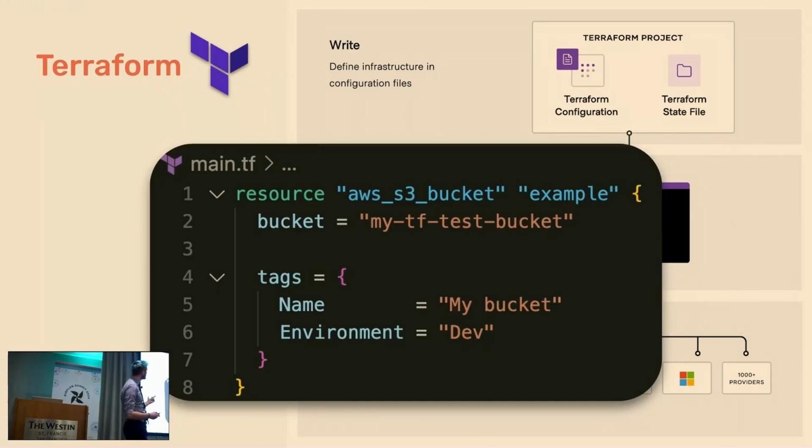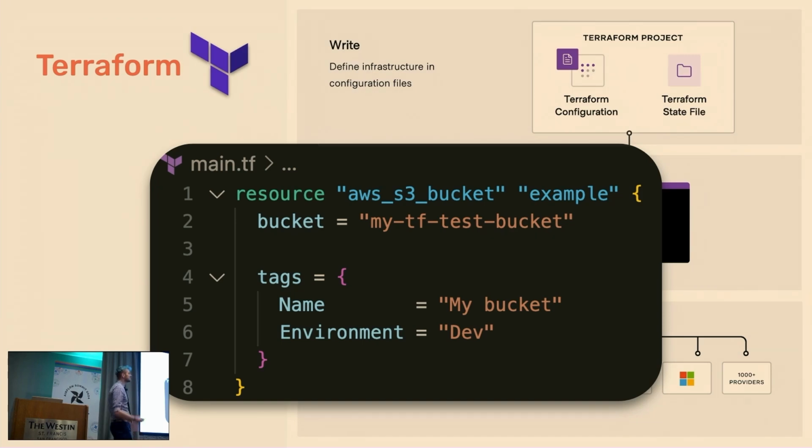A Terraform file looks something like this. In this case, we're just creating an S3 bucket. And again, you can see that we're just declaring the bucket. We have the name, we have some tags, but we're not actually writing any of the steps that it takes to create that. All of that is abstracted away into what's called a Terraform provider.